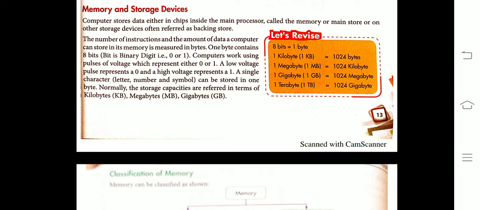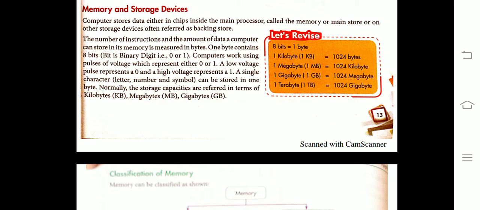Computer stores data either in chips inside the main processor called memory, or main store, or on other store devices often referred to as backing store. The number of instructions and amount of data a computer can store in memory is measured in bytes. One byte contains 8 bits.